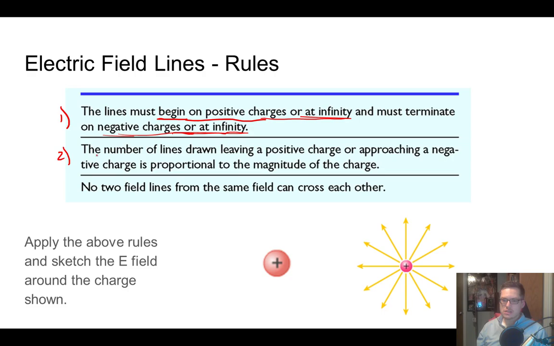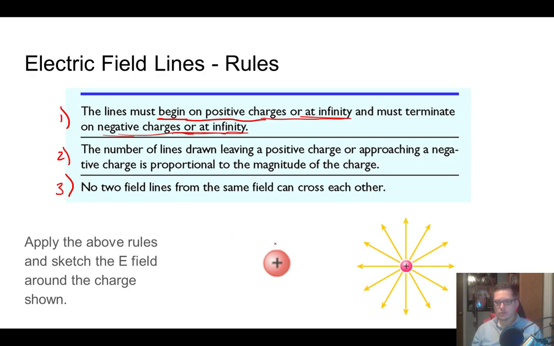Second rule: the number of lines drawn leaving a positive charge or approaching a negative charge is proportional to the magnitude of the charge. So if you've got two charges next to each other and you're drawing your electric field lines, the one that has more lines has the higher magnitude. And finally, I like to call this the Ghostbusters rule. Number 3: no two field lines from the same field can cross each other.